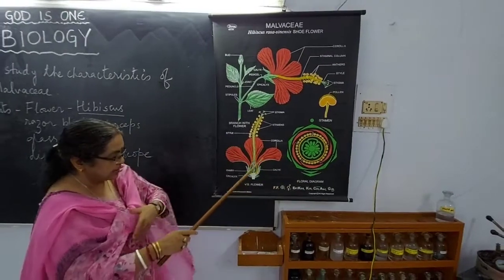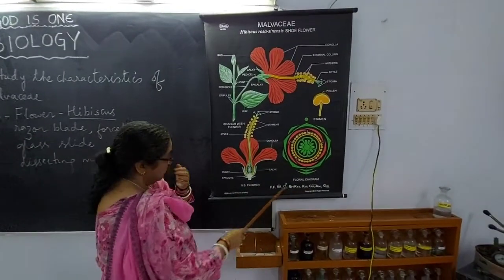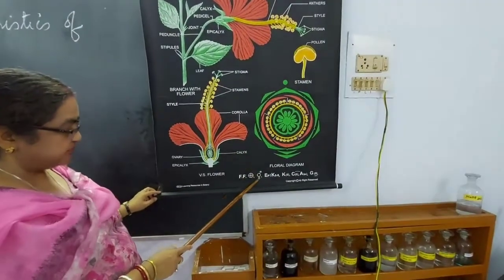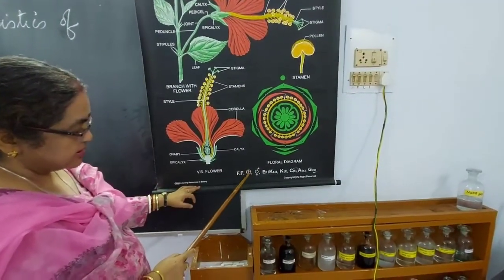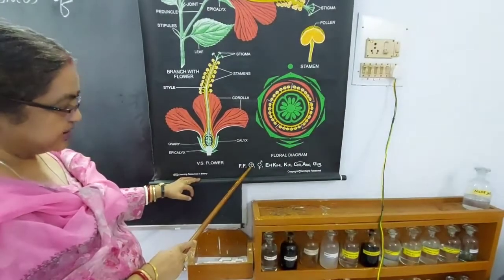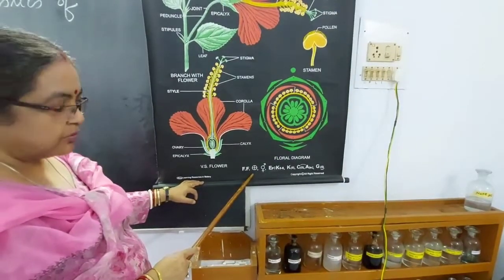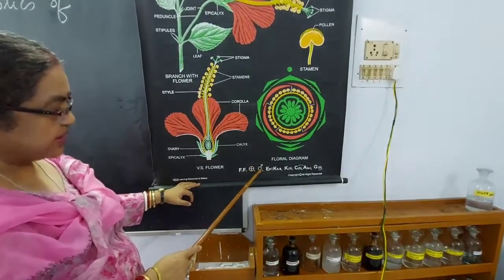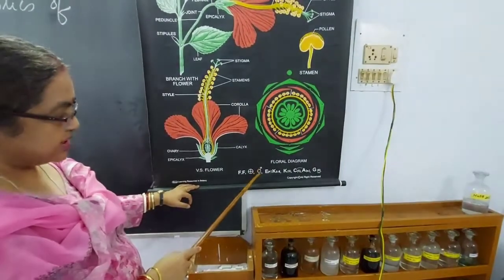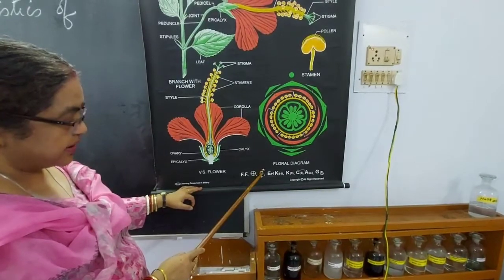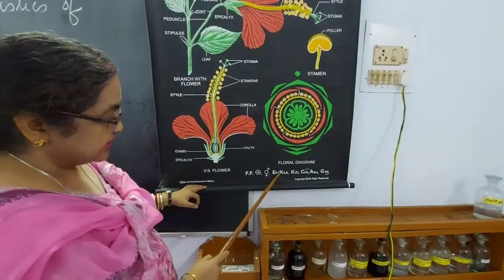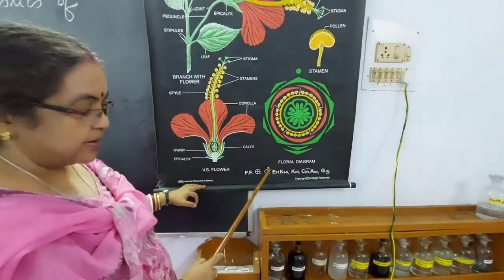Now another important thing is the floral formula. Every family you have to represent with a floral formula. So this cross here, it shows that it is actinomorphic. That means it can be cut into 2 equal halves in more than one plane. Now this sign, its symbol, it shows that it is a bisexual flower. This is the female part and this is the male part. Both are present in the same flower. So bisexual. Then EPI, it shows that it consists of epicalyx.